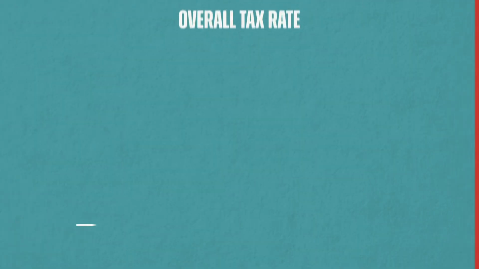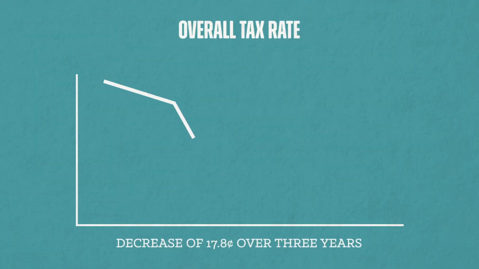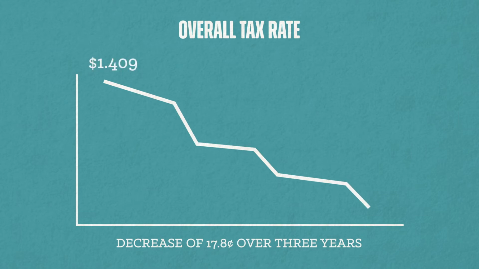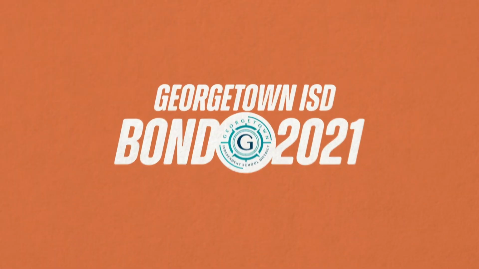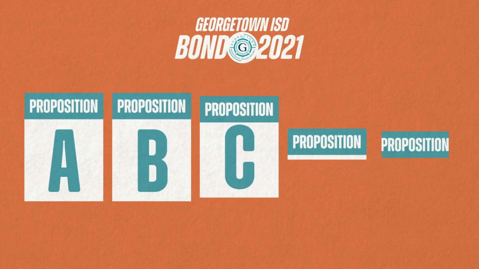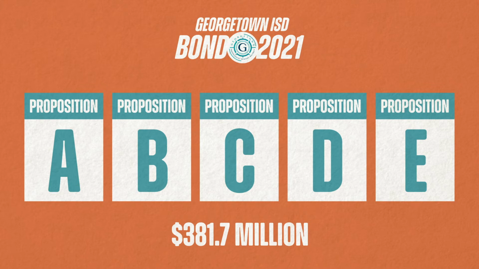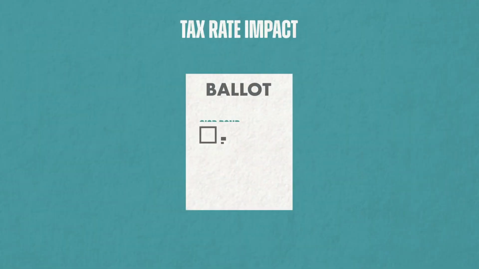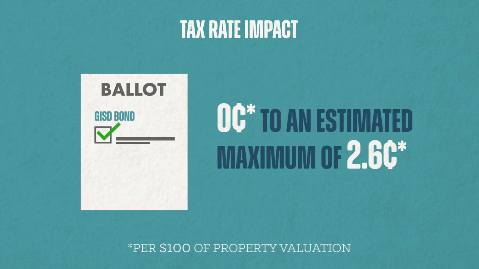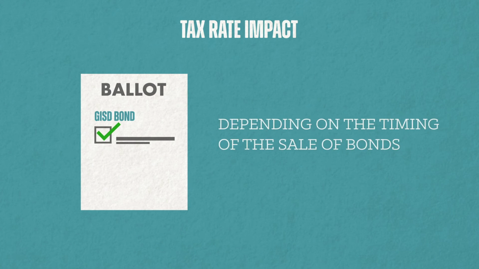The district has reduced the overall tax rate by 17.8 cents over the last 3 years, dropping the total tax rate from $1.409 in 2018 to its current rate of $1.231. The upcoming November 2nd bond election will be broken into 5 separate propositions, Propositions A through E, totaling $381.7 million. If approved by voters, the tax rate impact from this bond proposal could range from 0 cents to an estimated maximum of 2.6 cents per $100 valuation, depending on the timing of the sale of bonds.